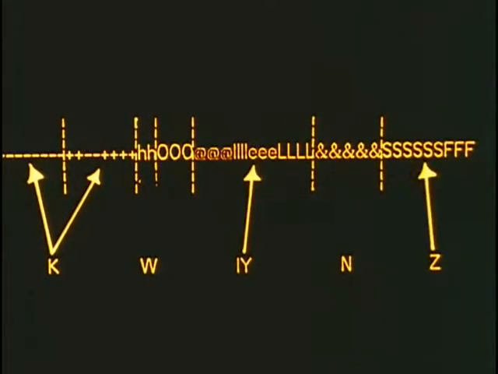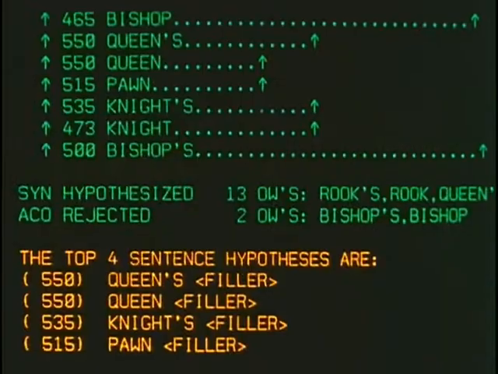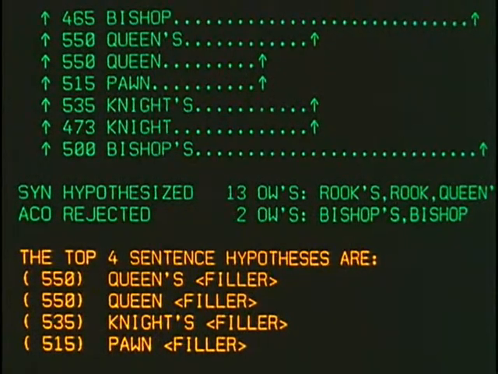All these types of acoustic phonetic knowledge are used to match phonemes with segments of the utterance. Here, we see the matching process for the word queens. After the match is completed, a goodness of match is calculated by comparing the expected phoneme characteristics with the actual phoneme characteristics. This rating, when combined with the corresponding ratings of syntax and semantics, gives queens the highest rating of 550.